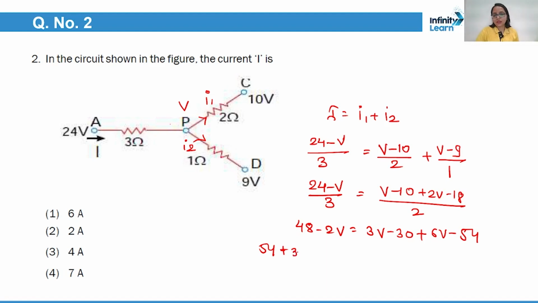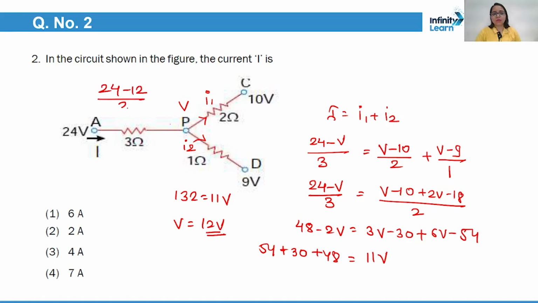Okay, so after solving this one, you can write 54 over here. 54 plus 30 plus 48 is equals to 9V and 11V, right? So this will be 132 is equals to 11V. So V will be over here 12 volt. So I current will be (24 minus 12) divided by 3, that is 12 by 3, and that is equals to 4 ampere. So correct answer is option 3.